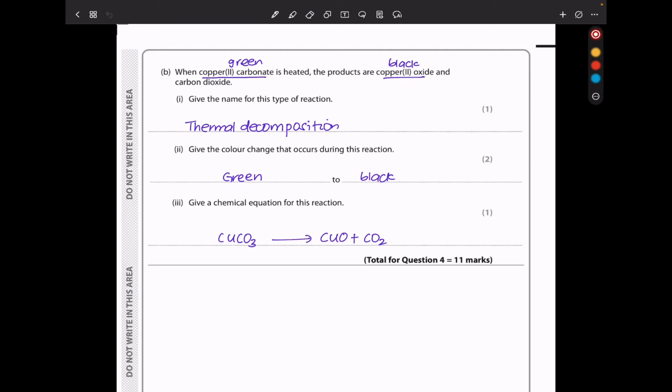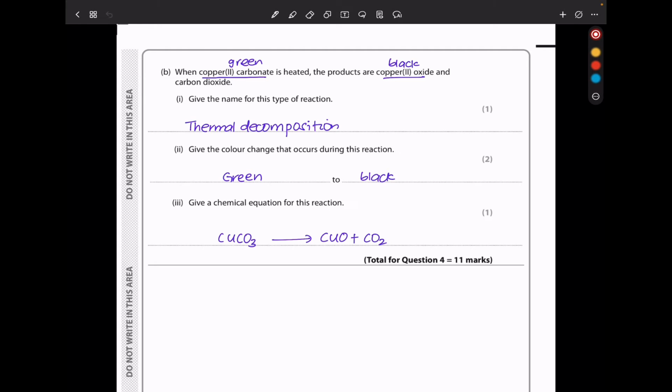In part B, when copper 2 carbonate is heated, the products are copper 2 oxide and carbon dioxide. Give the name for this type of reaction. This is a thermal decomposition reaction because a carbonate is converted into a metal oxide as well as carbon dioxide. So it should be thermal decomposition. And next they say give the color change that occurs during this reaction. The copper 2 carbonate is going to be green, while the copper 2 oxide is going to be black. And then give a chemical equation for this reaction. This is going to be copper carbonate decomposing to give us copper oxide plus CO2. And this should be the equation you write.